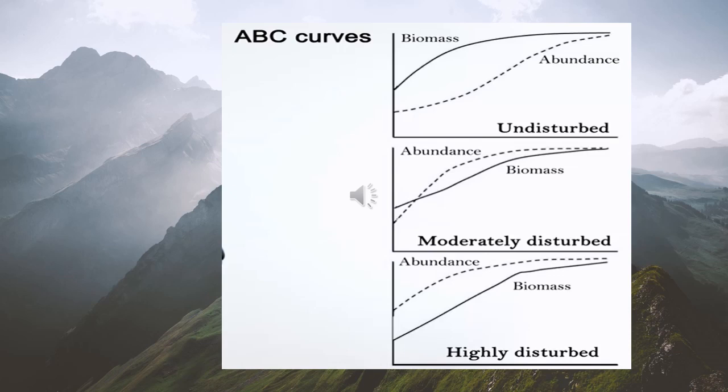So analyzing these two things, when you see that biomass is higher than abundance, then you can understand that the site is undisturbed. When they cross many times, that means the community is moderately disturbed, and when the abundance curve is higher than the biomass curve, you can understand that the community is highly disturbed.